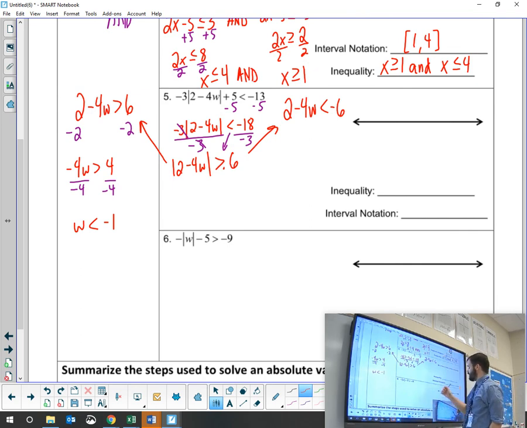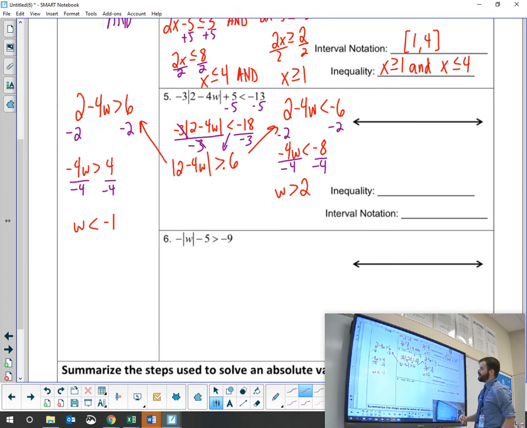All right, next up, over here, let's minus 2 to both sides, and that gives me negative 4w is less than negative 8. Divide both sides by negative 4, and we get w is greater than 2. So once again, I had to flip the sign.